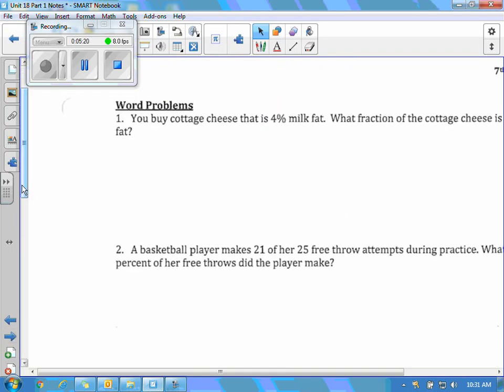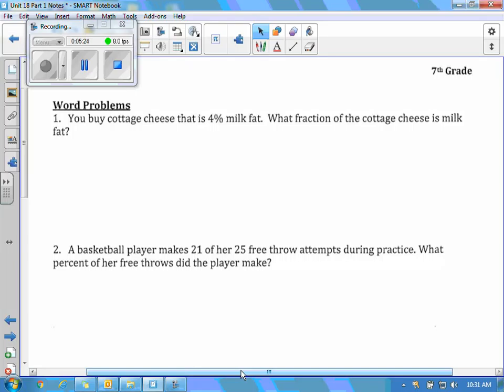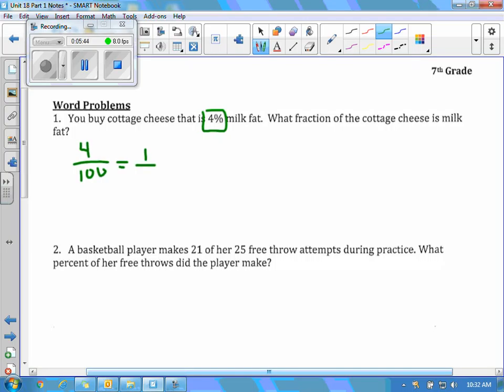On the back side, we've got some word problems. The first one says you buy cottage cheese that is 4% milk fat. What fraction of the cottage cheese is milk fat? Well, let's discuss this question. So the cottage cheese is 4% milk fat. All we need to do is turn that into a fraction. Any percent as a fraction is going to be that percent over 100. And then let's go ahead and simplify that. This is what we divided by 4. So I get 1 over 25.